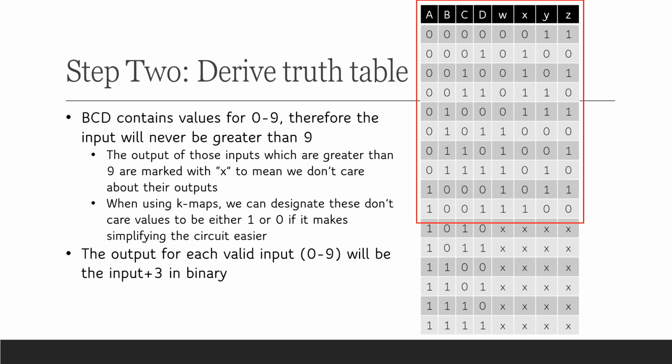Now, a binary code will have some unassigned bit combinations if the number of elements in the set is not a power of 2. So we're using a binary code that distinguishes among 10 elements, and so we have to have at least 4 bits, and 6 out of the 16 combinations will have to be considered inputs whose values we don't care about. So we will set their output to be X. However, when using K-maps, you can designate those don't care values to be either 1 or 0 if it makes simplifying the circuit easier. So our inputs are just going to be the BCD code, and our outputs are going to be the BCD input plus 3 in binary.